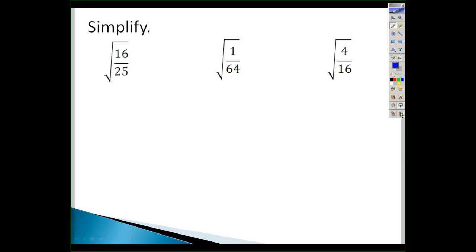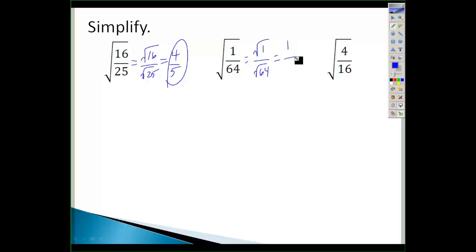Now let's talk about the quotient property. What the quotient property says is the square root of this number is really the square root of the top over the square root of the bottom. So really we could write this as the square root of 16 over the square root of 25. I know the square root of 16 is 4, and the square root of 25 is 5. So my solution is 4/5. Looking at the next one, same idea. I know this is really the square root of 1 over the square root of 64.